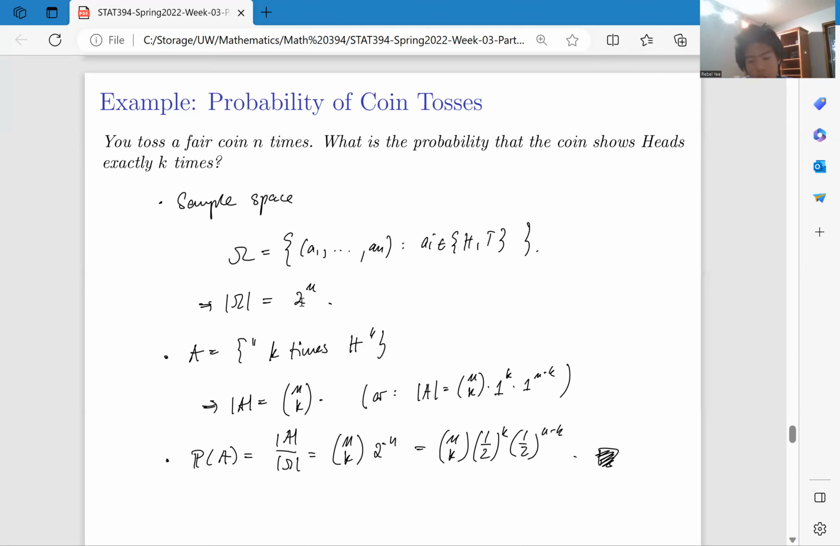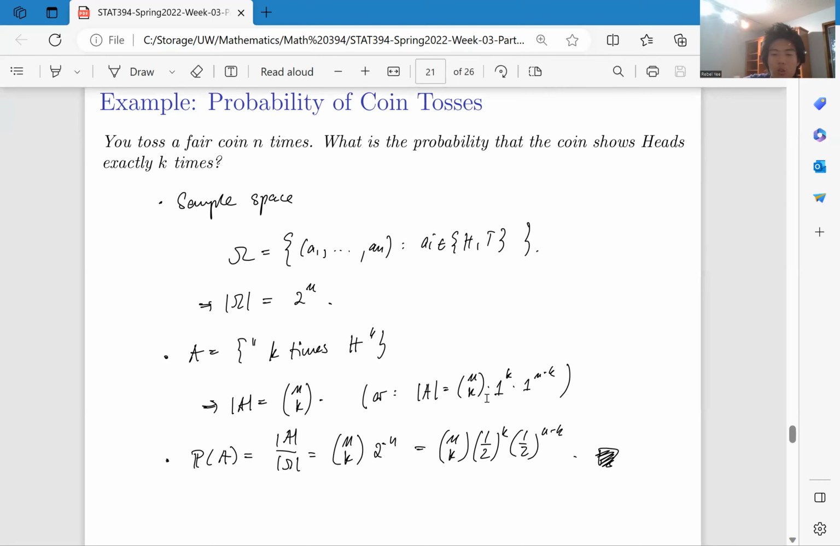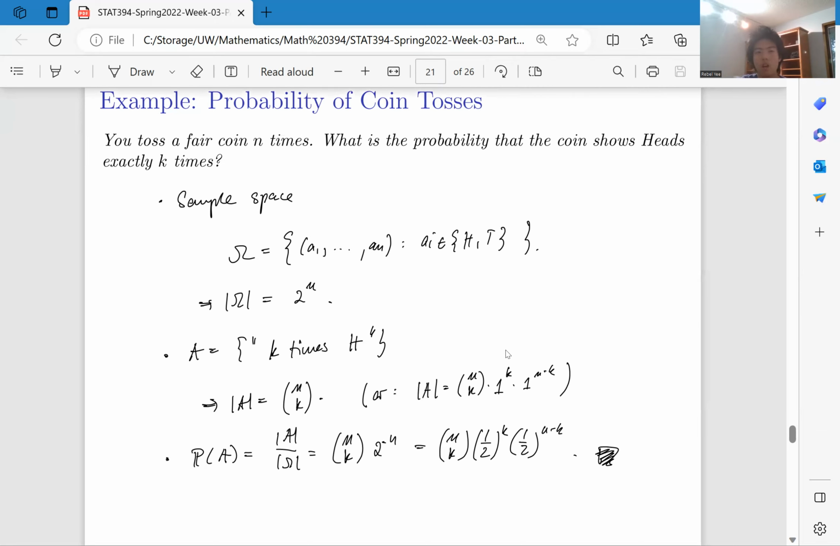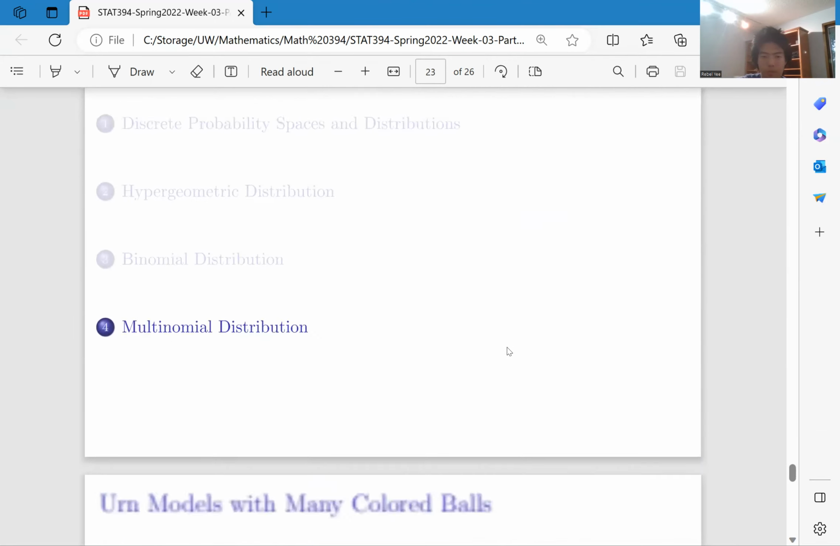So we get 2 to the power of k times 2 to the power of n minus k, and we separate them into this formula. So we get P(A) equal to n choose k times 1/2 to the power of k times 1/2 to the power of n minus k, and we have solved this one.